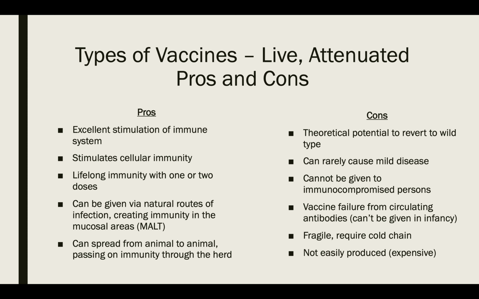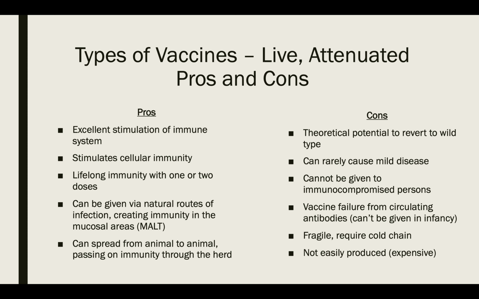So anything like a virus or a bacteria that's going into your cells, you really need a cytotoxic T cell response. These also stimulate lifelong immunity with only 1 or 2 doses, and they can be given through natural routes of infection. This is important because this can create immunity in the mucosal areas, so in your MALT tissues. And you really need that because injected vaccines are not going to stimulate your MALT as well. I'm going to mention that again later on.